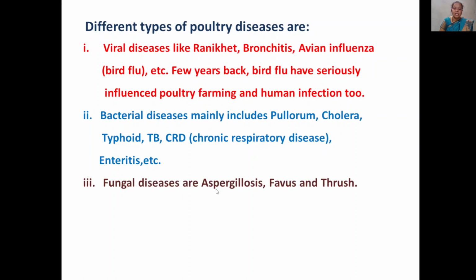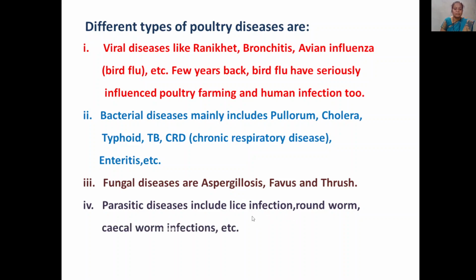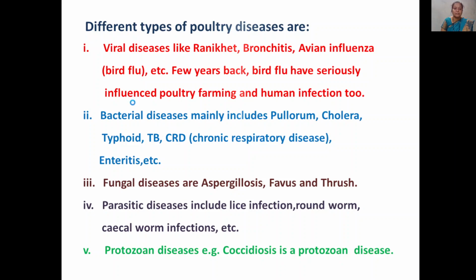Fungal diseases are aspergillosis, favus and thrush. Parasitic diseases include lice infection, roundworm, sickleworm infections, etc. Protozoan diseases, for example coccidiosis, is a protozoan disease. Go to next slide.